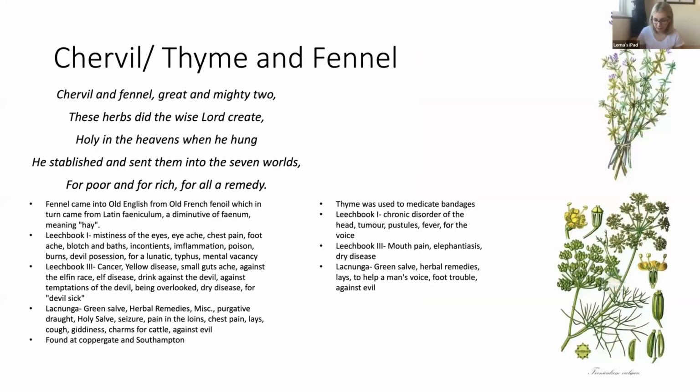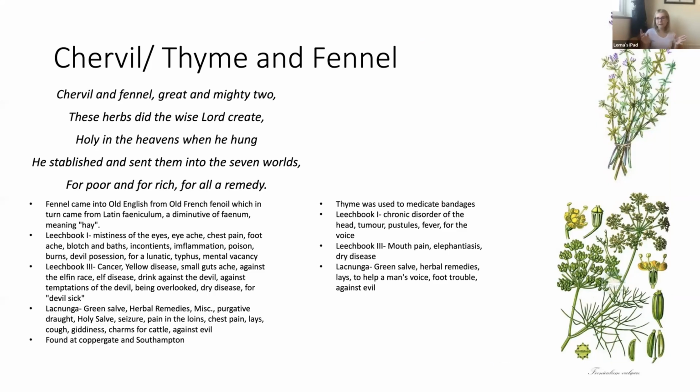So then we've got the last 2 plants, 8 and 9, and I've mixed these together because of how they're set out in the manuscript. Chervil and fennel, great and mighty too, these herbs did the wise Lord create, holy in the heavens where he hung, he established and sent them into the 7 worlds, for poor and for rich and for all a remedy.